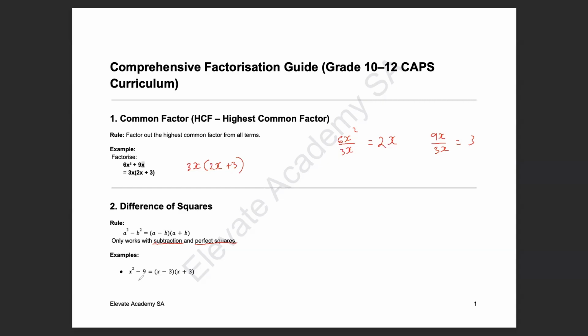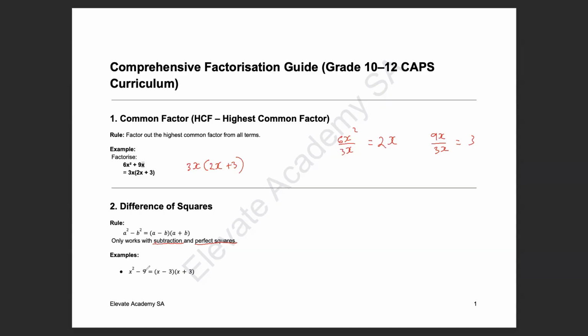So an example would be x squared minus 9. Now remember, this is a perfect square. It's easy to know because it's to the power 2. And this, we need to check if it's a perfect square. And we do know that 9 is a perfect square. And so that satisfies our first condition of being perfect squares. And then we need to make sure that we have a subtraction. And that is exactly what we have. And that's how we know that we can use difference of squares here.